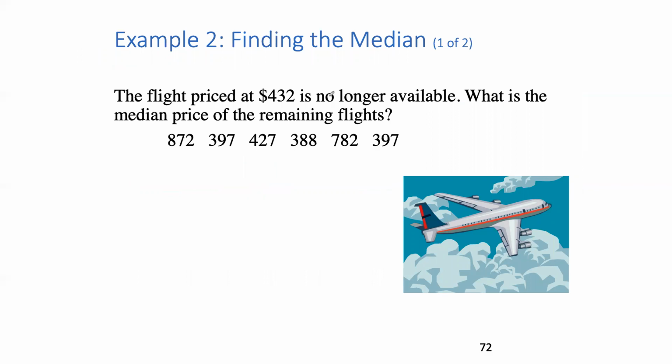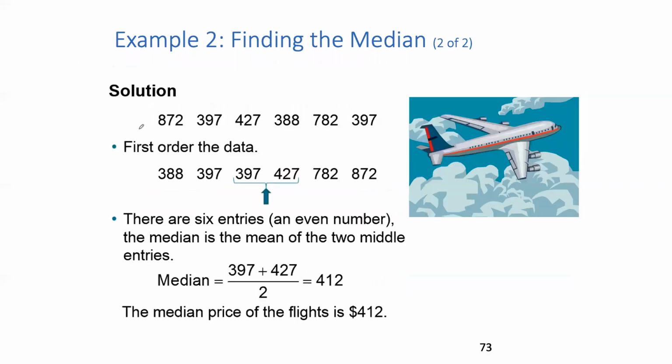Okay. All right. So suppose this flight price of $432 is no longer available, and I have only 6 data entries. How do I find the median here? You can see what the problem is. First, you go ahead and order the data. That's fine. Now the question becomes, where do I break that data set? If I take 397 to be the median, I have 2 entries to its left, but 3 entries to its right. That's not the middle of the data set, strictly speaking.